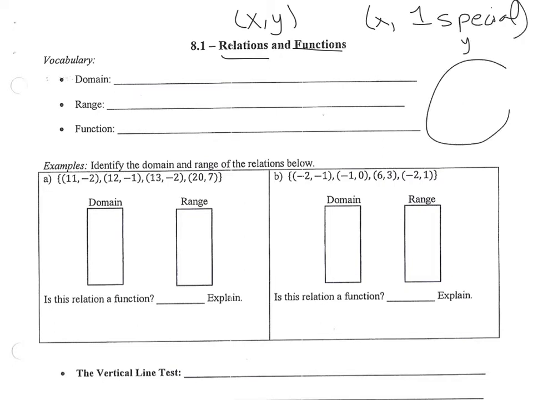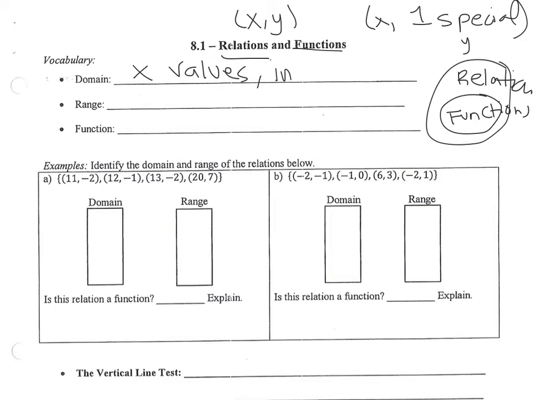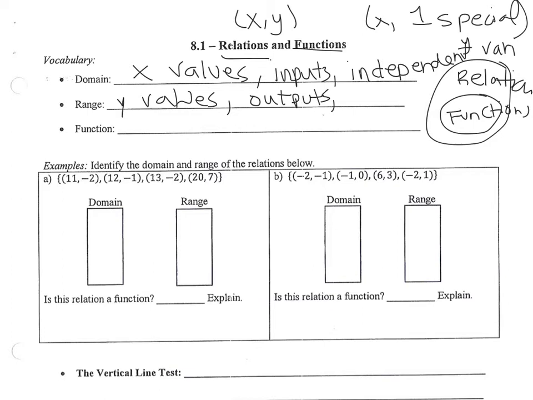So you have all of these relations, and only some of them are functions. So the domain is all x values. We also call them inputs. Or you can also see it in science maybe too as an independent variable. It stands alone. Okay, a range is the y values. They're the outputs. They are the dependent variables.